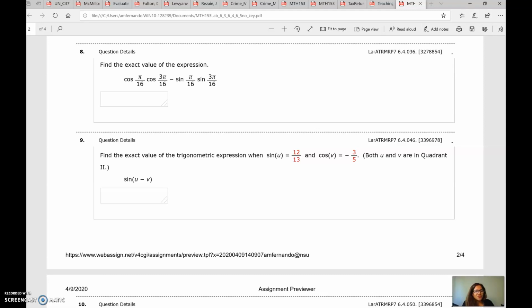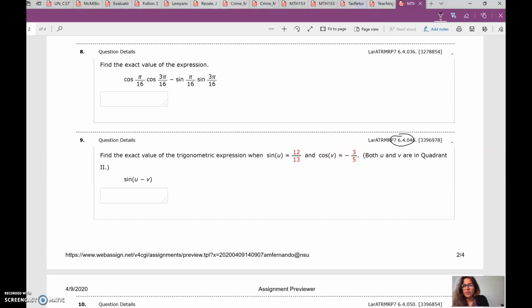Okay, so let's take a look at number 9. We had a question about that today in class. And I think this is section 6.4. Okay, so we want to find the sine of u minus v, and you might remember that this is going to be the cosine of u sine of v minus the cosine of v sine of u.